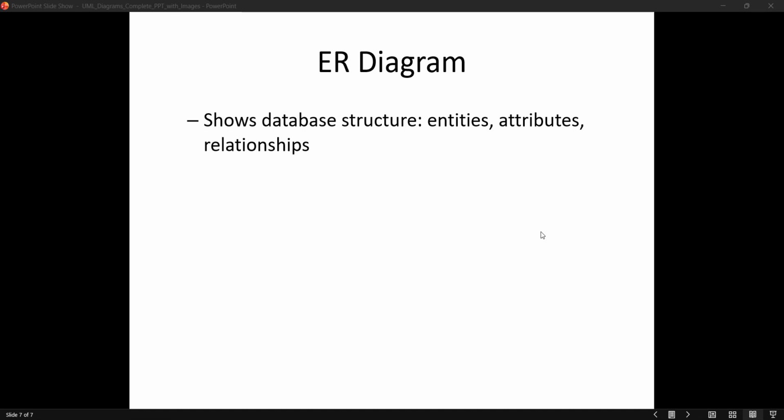ER diagram, or entity relationship diagram, represents the structure of a database. It shows entities such as user, order, product, along with their attributes and relationships. Primary keys, foreign keys, and cardinalities illustrate how tables are connected. ER diagrams help database designers, architects, and developers understand how data is stored, accessed, and linked within the system. They are also important for writing queries and designing data intensive applications. So these diagrams are mostly used in all of the areas that we have stated earlier.